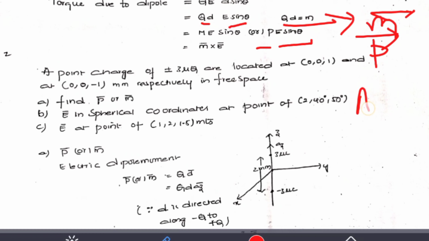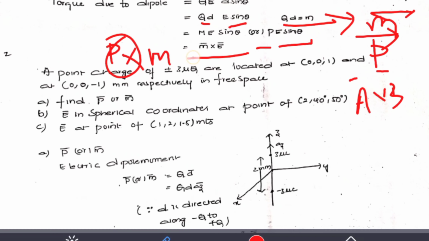P E sin theta can be written as M cross E, because the cross product A cross B vector is A B sin theta. Cos theta will come in the dot product, whereas sin theta will come in the cross product. Then M cross E or P cross E is known as the torque due to the electric dipole. P or M, both are the same. We can write M cross E.